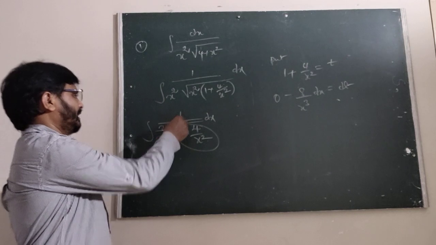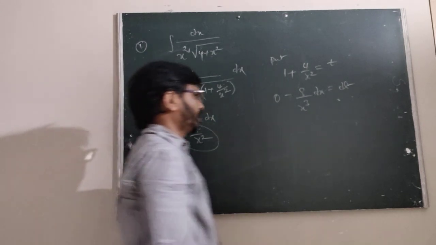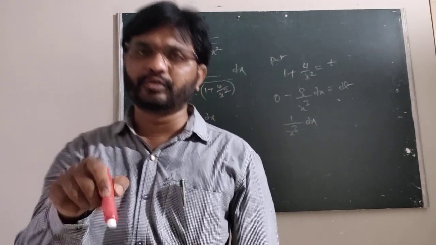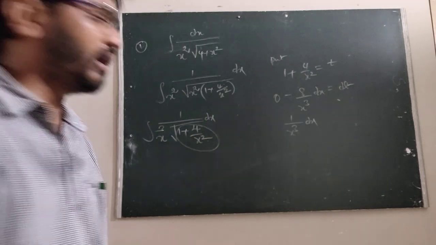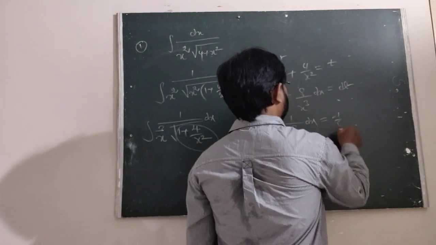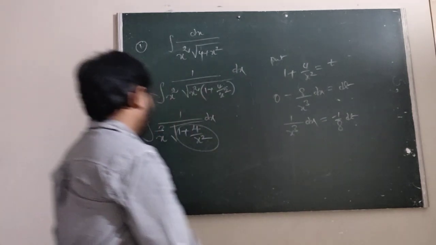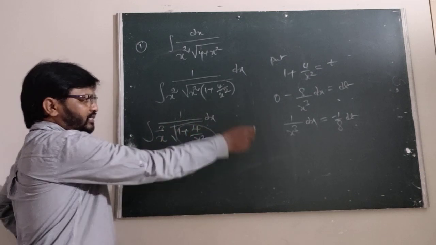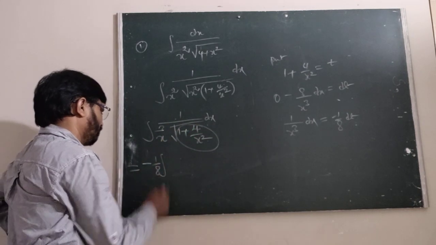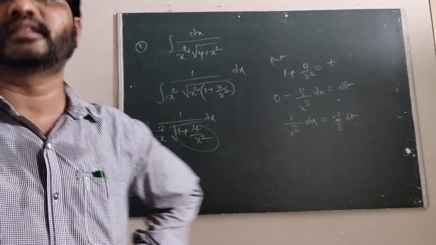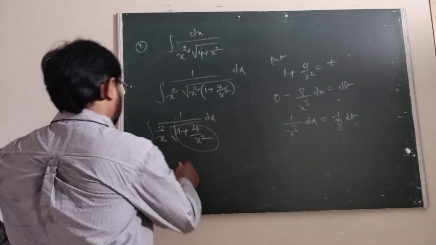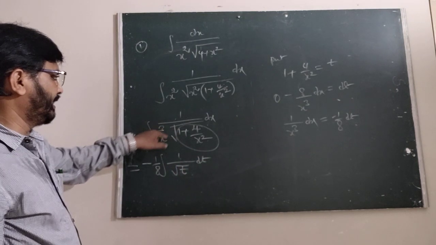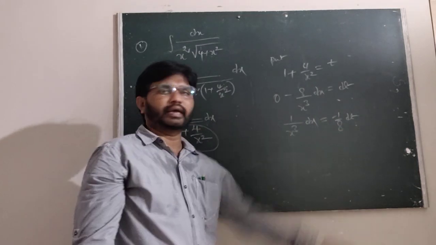Now we take the left hand side, 1 by x cube into dx. The minus 8 is sent to the other side. It becomes minus 1 by 8 into dt. Now is it clear? Then we can write 1 by x cube dx is minus 1 by 8 dt. 1 by 8 is a constant, we can write it at the beginning of the integral, 1 upon under root t dt.